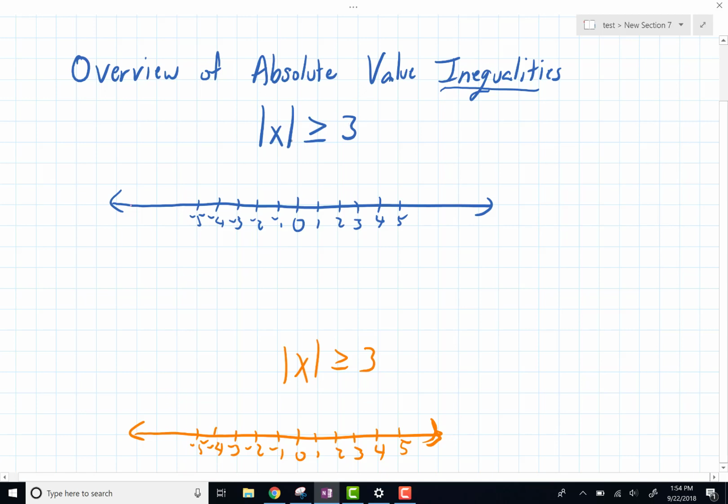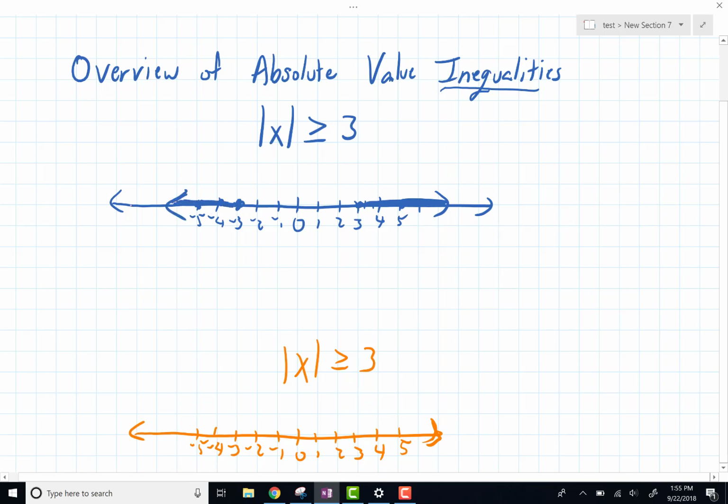So if you're looking for values of x such that the absolute value of x is greater than or equal to 3, well, 3 is greater than or equal to 3, the absolute value of 4 is greater than or equal to 3, the absolute value of 5, and so on. 3.1, 3.2, all of this stuff would make that true. But then also, since it's an absolute value, the absolute value of negative 3 is equal to 3. The absolute value of negative 4 is 4, which is greater than or equal to 3. And so all of this negative stuff works too.